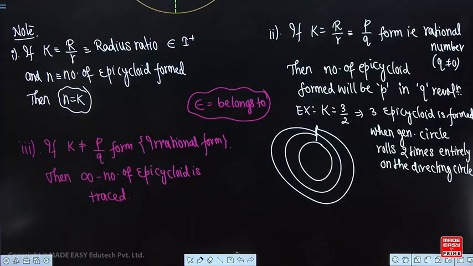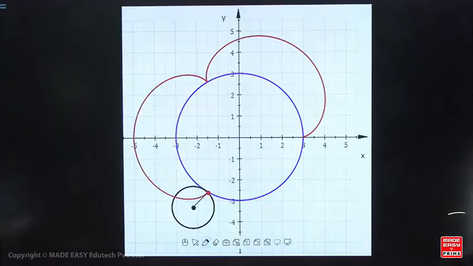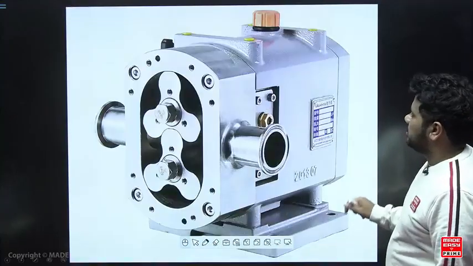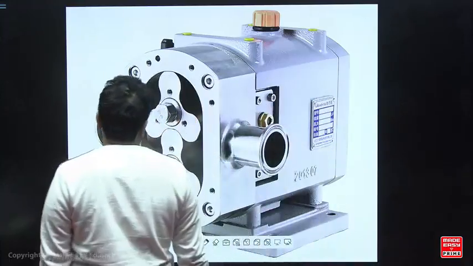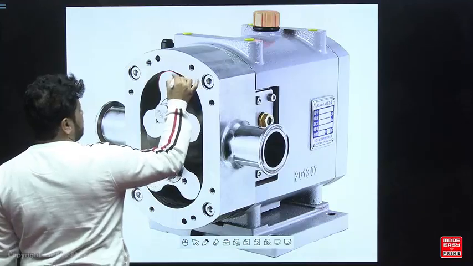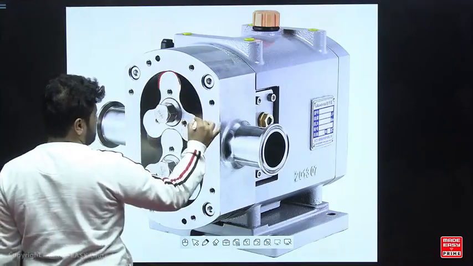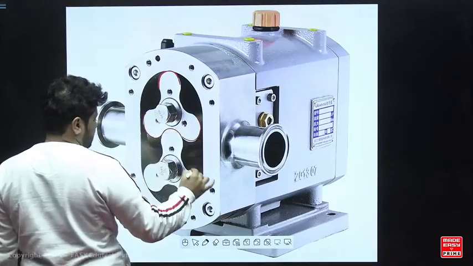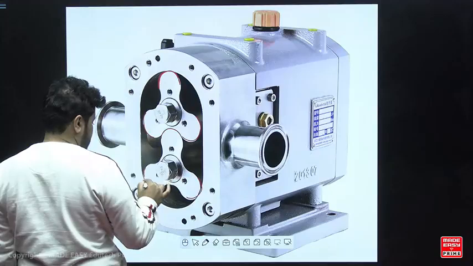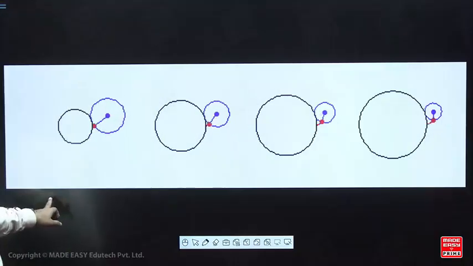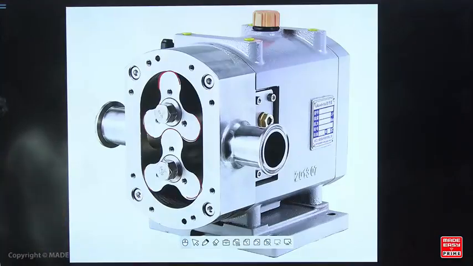ठीक, now see application. Okay, so a little more about this, right? Now this is basically your epicycloid. See, this is your epicycloid, this loop, it is called as epicycloid. This is also your epicycloid, this is also your epicycloid, this is epicycloid, and this is एपिसाइक्लॉइड, राइट? इसको बोलते हैं एपिसाइक्लॉइड। करेक्ट? नाउ ओके, clear?